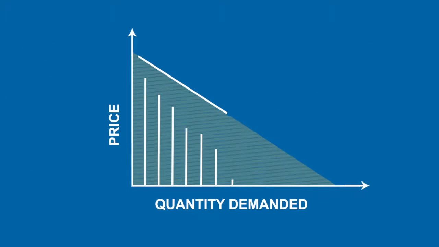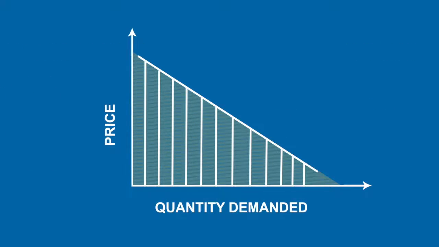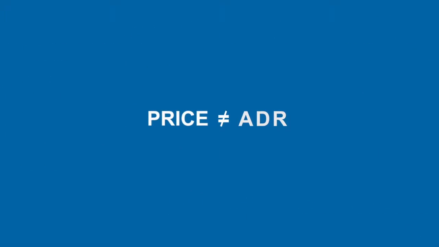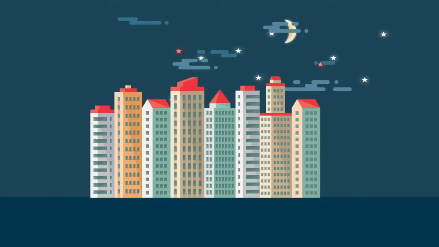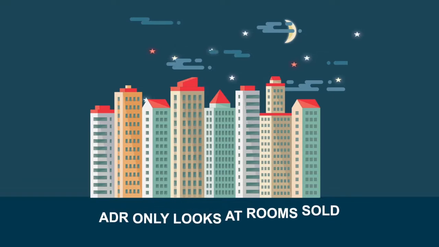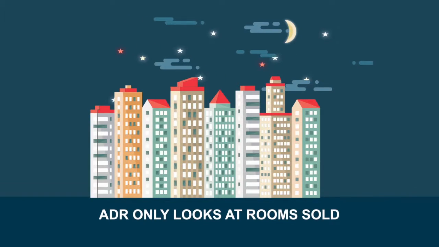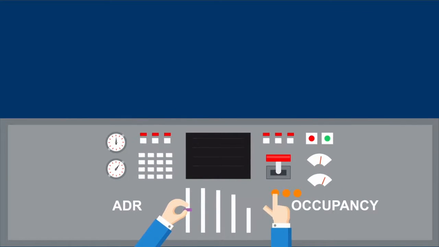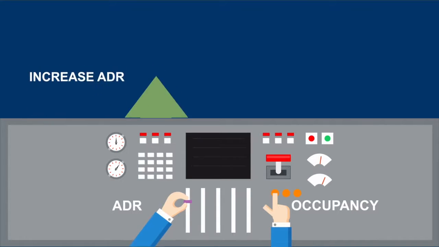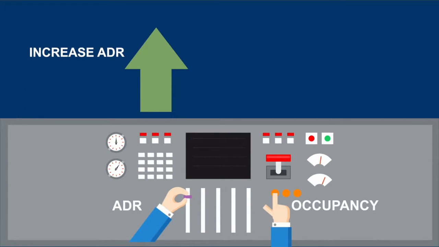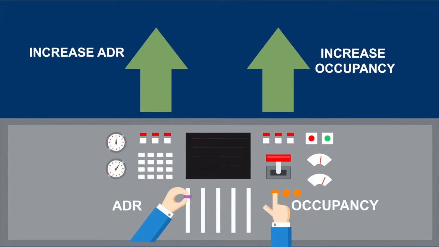Now, keep in mind that ADR is not the same thing as price. Price is the number that the hotel sells its rooms at. And if a hotel wanted to, it could sell its price at $10,000. But that $10,000 wouldn't matter for ADR because ADR only looks at the rooms that actually get converted and sold. There's a big difference. So the big idea here is that the hotel wants to effectively convert customers so that ADR is high, but at the same time, also make sure that occupancy is strong.